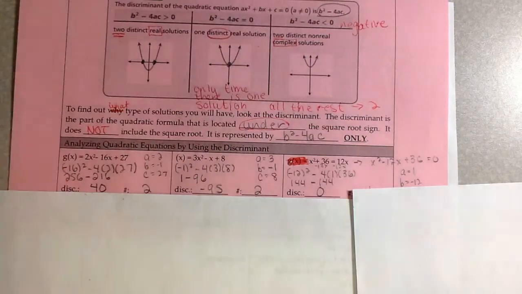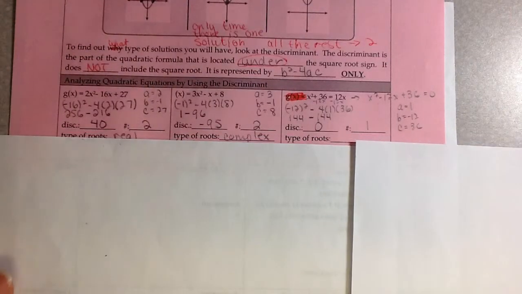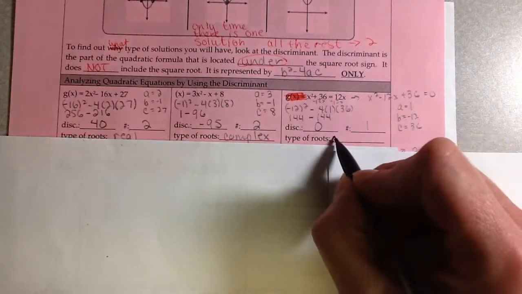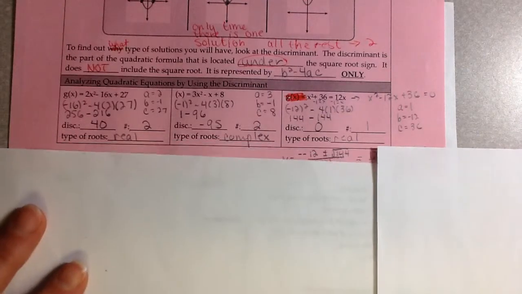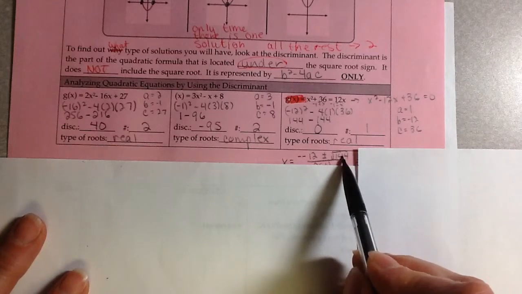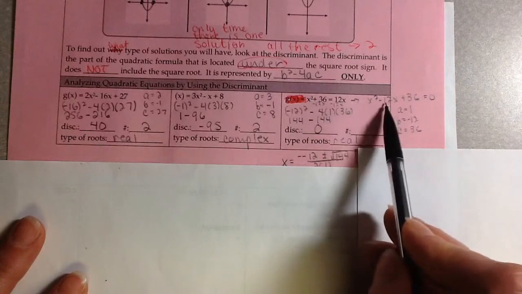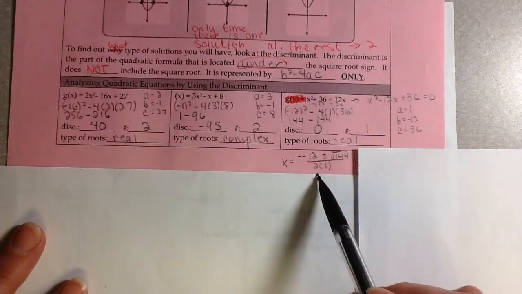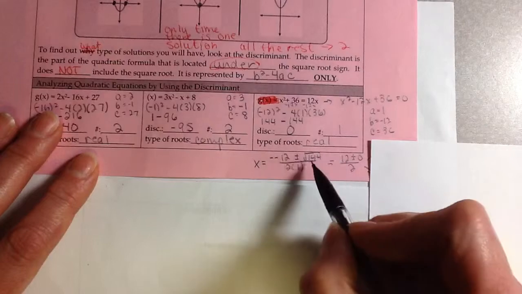Now, I didn't give you a problem like that up above, so I want to show you. We'll work this one out all the way, and you'll see that we're going to have one real solution. So finishing this problem up, we already figured out b squared minus 4ac, so we're just going to substitute that in there, and then we have the negative b, so it would be positive 12, plus or minus the square root of 144 over 2. Well, 144 is a perfect square, so that's going to give us 12.